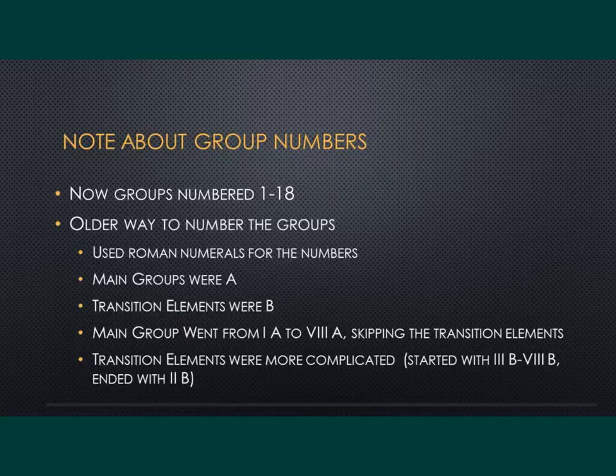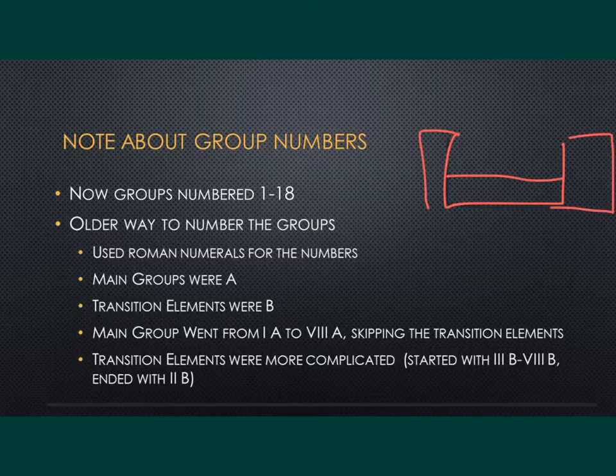So the main groups go from 1A to 8A. You skip the transition elements. If you think of the periodic table as looking like a canyon or a U-shape, there's my little canyon. Your main groups are going to be right here. Those are the walls of the canyon, and so if you're looking at it, you're going to skip this part. So it'd be 1, 2, 3, 4, 5, 6, 7, 8. See? All right, and then those are all A's.